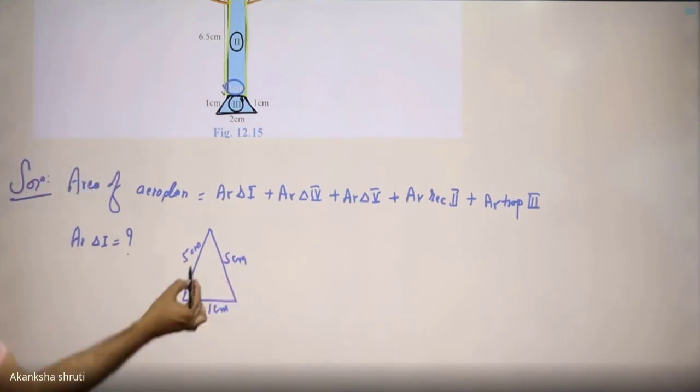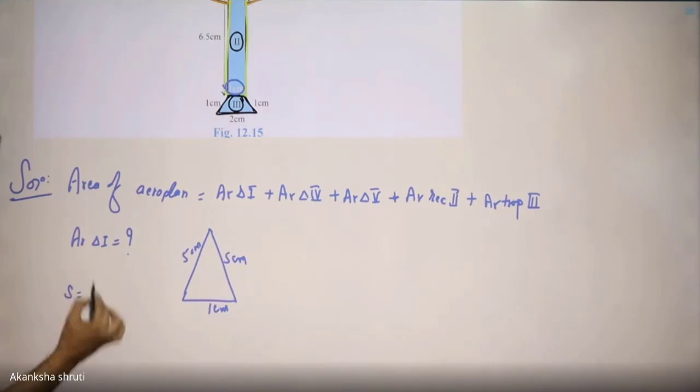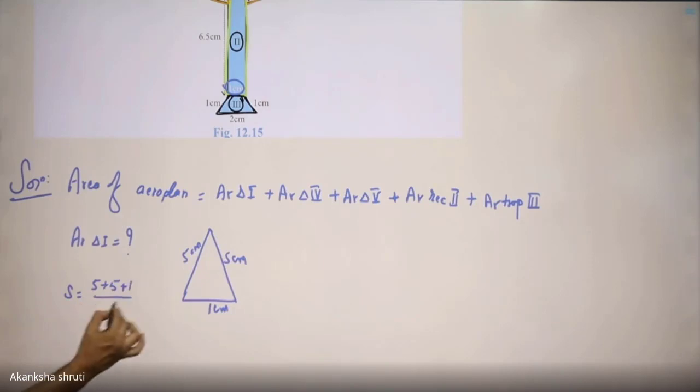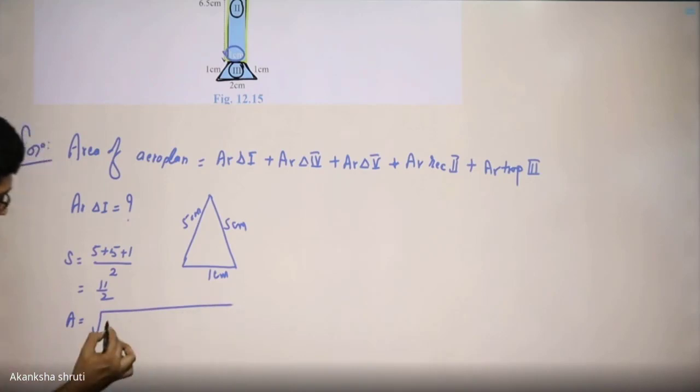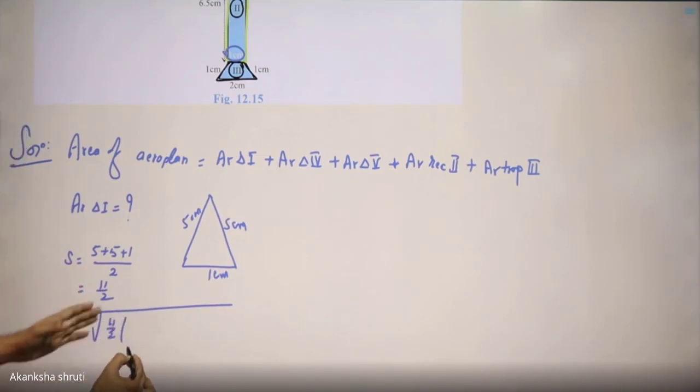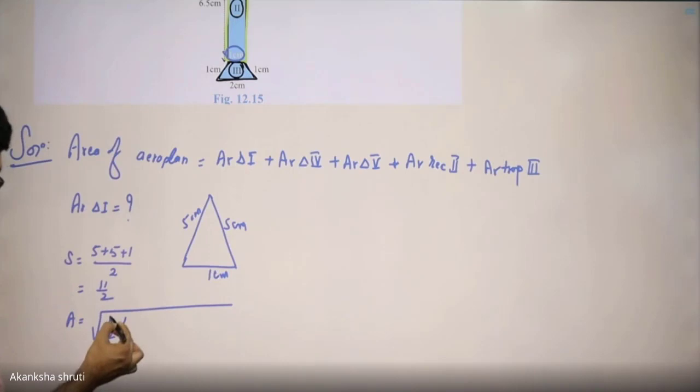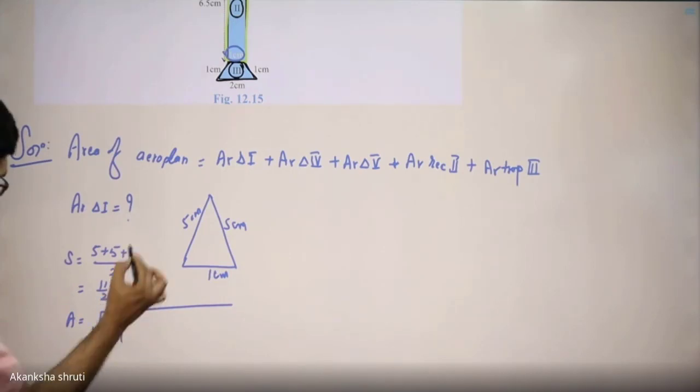Okay, so first we need to calculate the semi perimeter here. How to calculate the semi perimeter? (5 plus 5 plus 1) by 2. So it becomes how much? 11 by 2. Then how will be the area? Area will be under root of... if we wish we can keep it in decimal form also as 5.5, or we may directly keep it in the form of this fraction also. S is 11 by 2 centimeter.